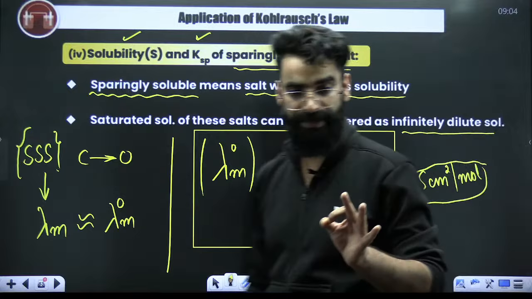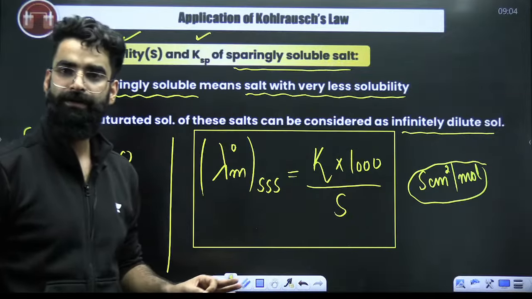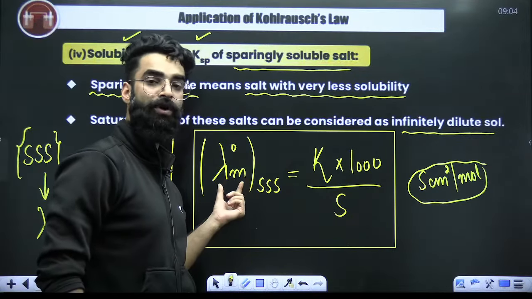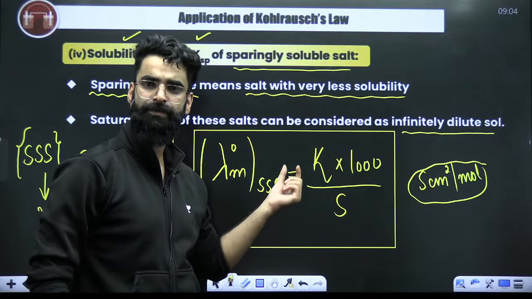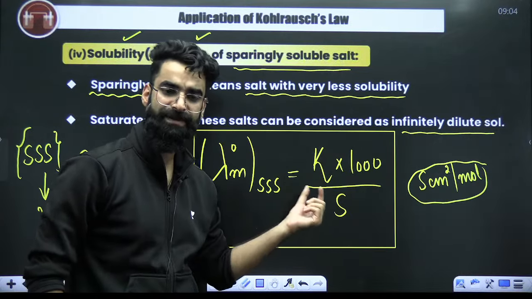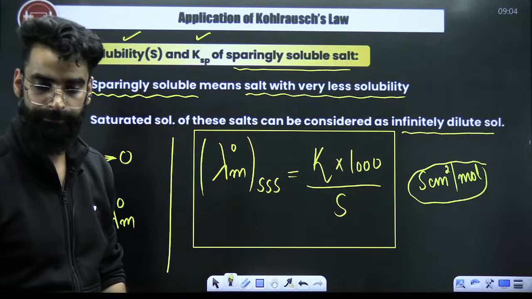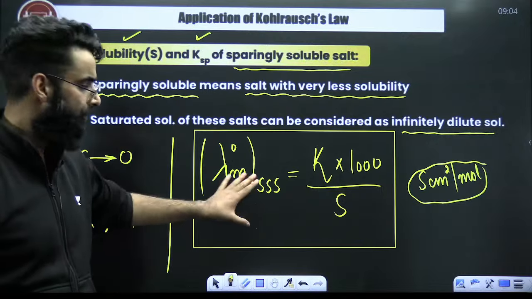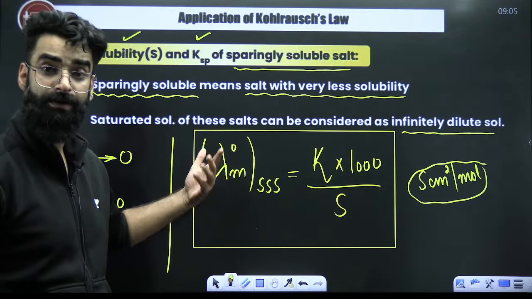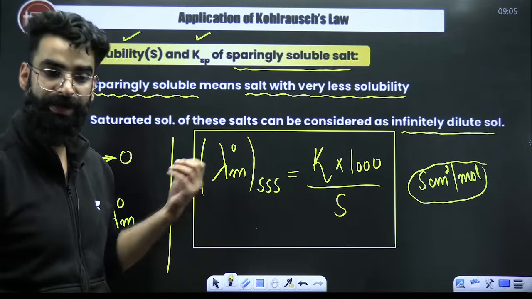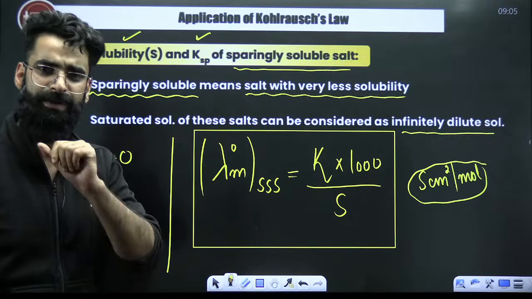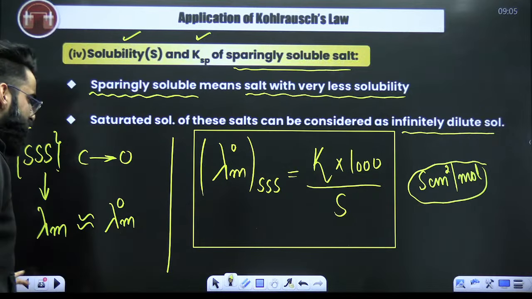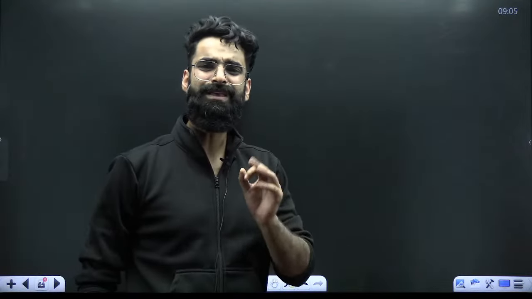Whenever you have a sparingly soluble salt, its molar conductivity at infinite dilution is always equal to kappa multiplied by 1000 divided by solubility of the sparingly soluble salt. I'll show you its application. We'll get to know how it exactly works. Where do we use all this? But before that, my dear students, do you remember your KSP, solubility product?